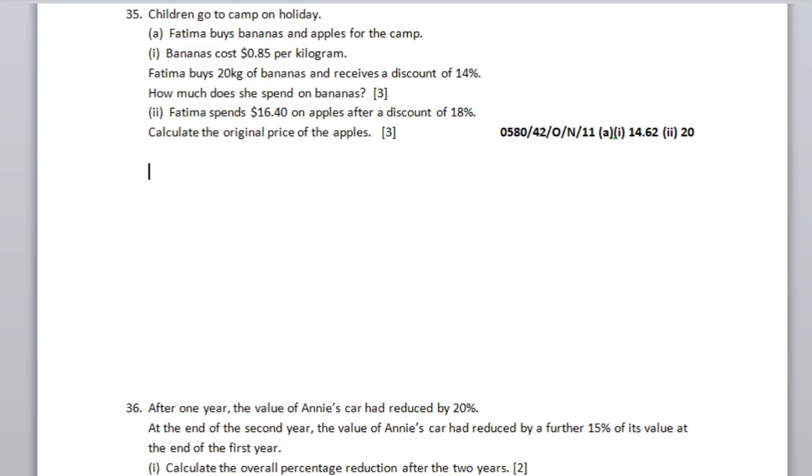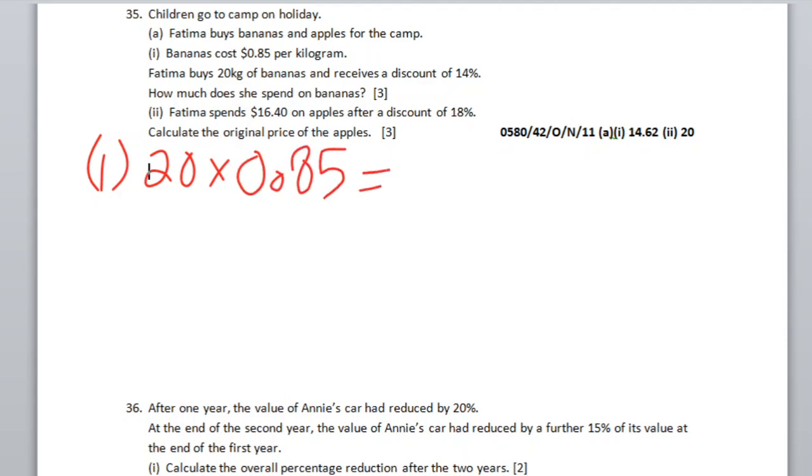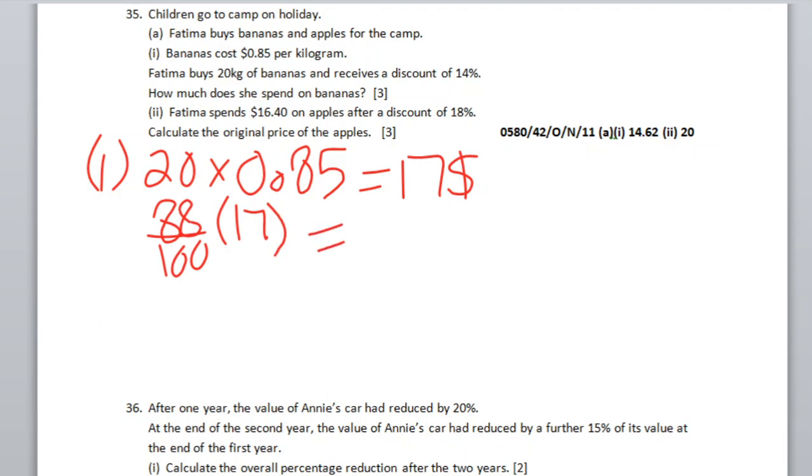So without the discount, the bananas would cost 20 kgs and each kg costs 0.85. This gives us 20 times 0.85, which is $17. This was the original price. On this she gets a discount of 14%. So a discount of 14% means 100 minus 14, which is 88. Find 88% of 17 and we will get 14.62.